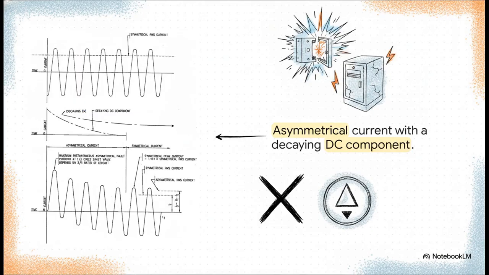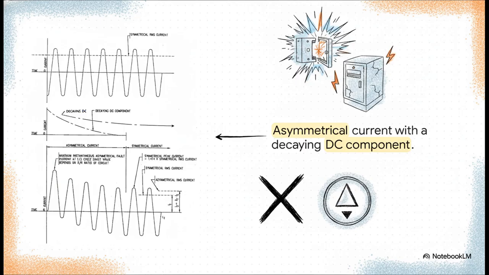Now, what's really interesting is what happens when we transition from pure math to real-world physics. In the real world, according to IEEE Standard 80, faults are not just perfectly symmetrical alternating sine waves. When a fault strikes, the sudden change in the system's inductance creates an initial asymmetrical current wave with a decaying DC component. Basically, this means the immediate instantaneous current is much higher than our standard symmetrical equations predict.